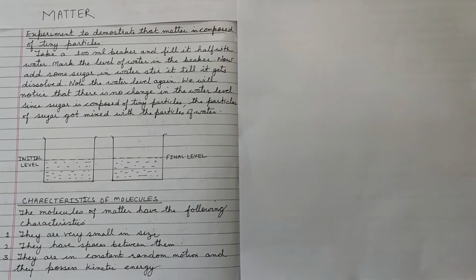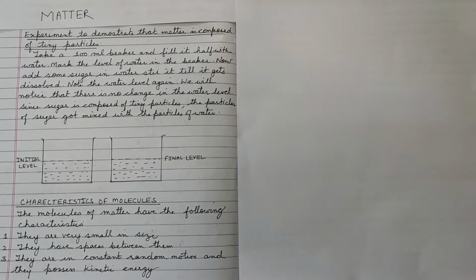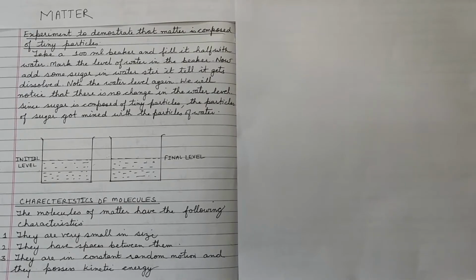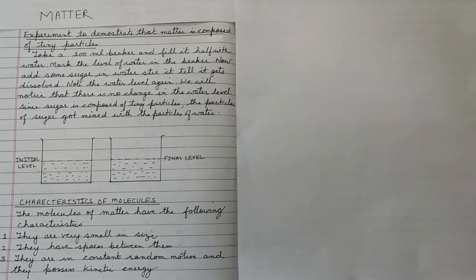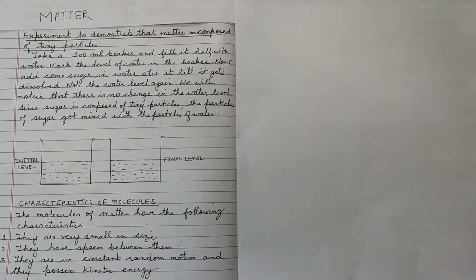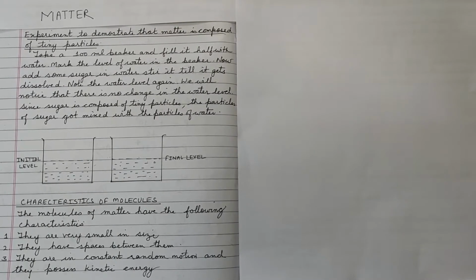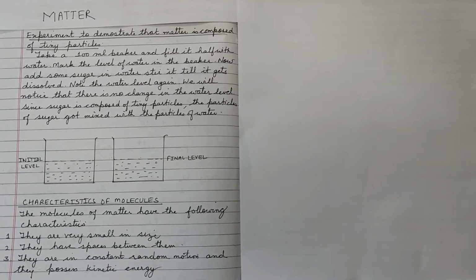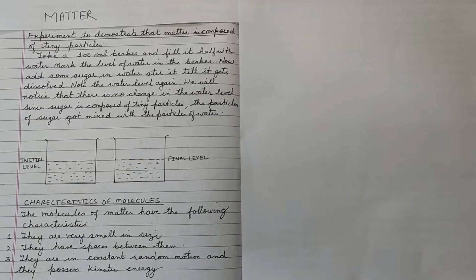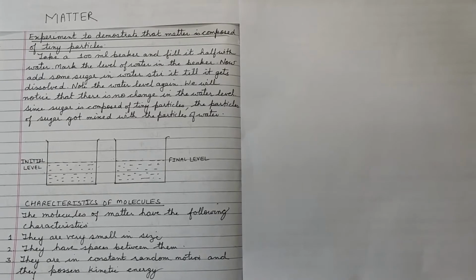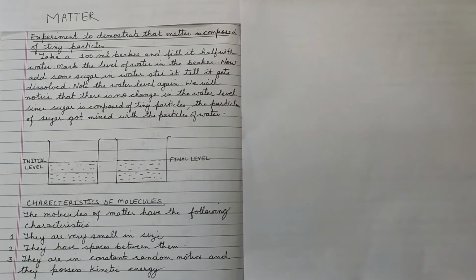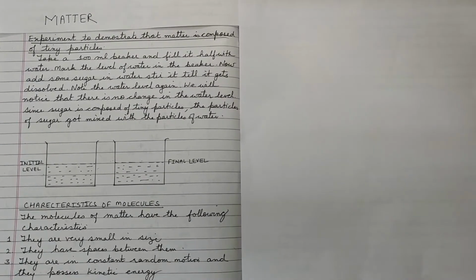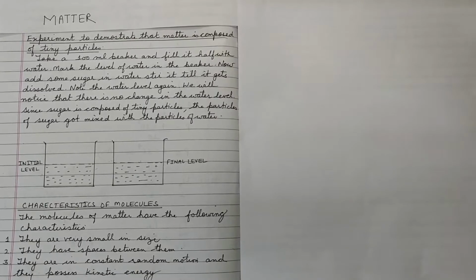Matter is something which occupies space, has mass, and can be perceived by our senses. Air, water, iron, hydrogen, these all are examples of matter. Actually, matter means all living as well as non-living things present in the universe. Matter is composed of tiny particles called molecules.